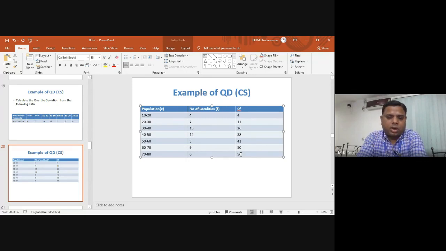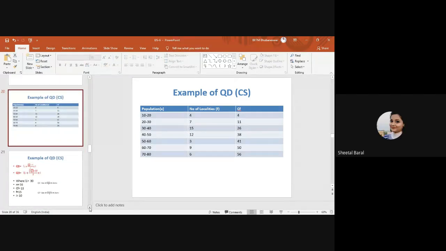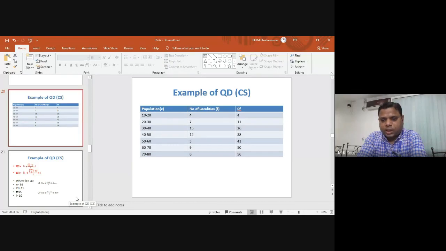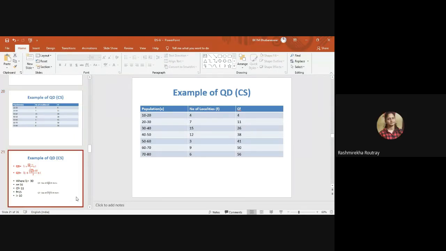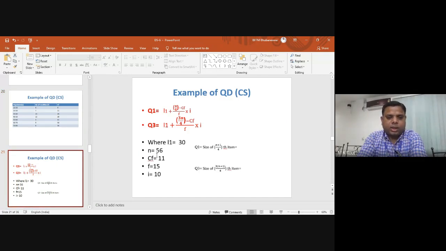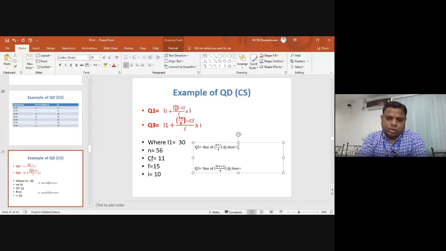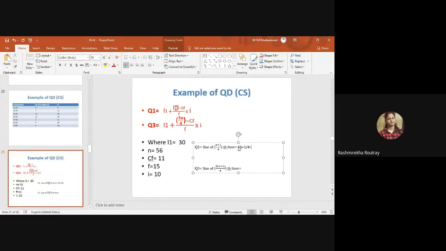Here, N stands for the sum of frequencies. If you add the frequencies starting from 4 to 6, you get 56. That 56 is the sum of frequencies, that is, the number of observations. You got the value of N? Yes, sir. Okay, shall I move to the next slide? Yes, sir. Here I have written N is equal to 56. Clear? Then you proceed to calculate the size of the (N plus 1) by 4th item in case of Q1. That means 56 plus 1, whole divided by 4. That equals how much? 14.25.